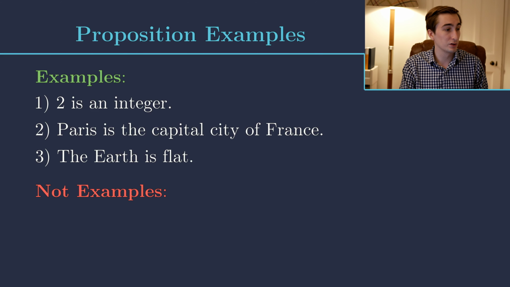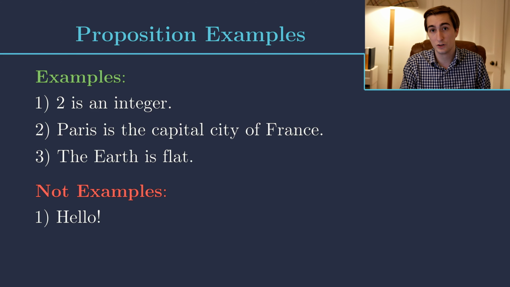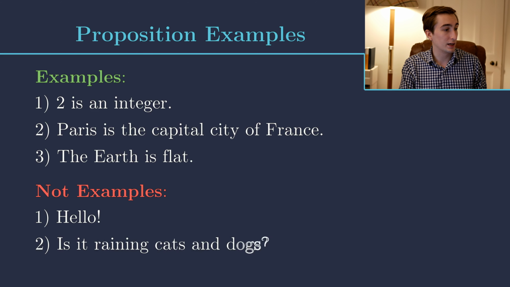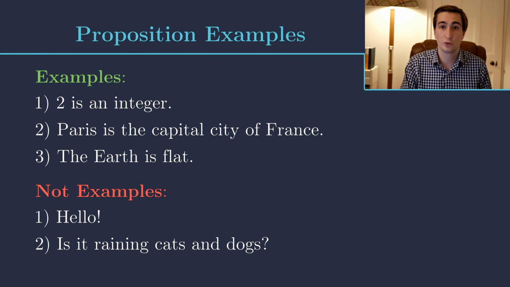So let's look at some examples that aren't propositions, because it might seem that everything is a proposition at this point. Here's a sentence that is not a proposition. I could just say something like "hello." It's non-declarative, and it also doesn't pass my test. If I put "is it true" in front, is it true hello? Does that make sense? That doesn't make sense, therefore it's not a proposition. Similarly, I could say, "is it raining cats and dogs?" This is just a question.